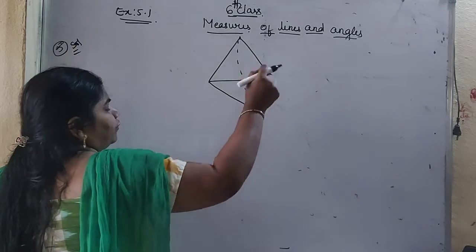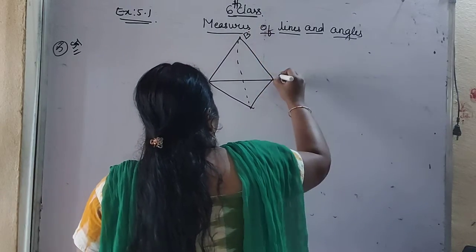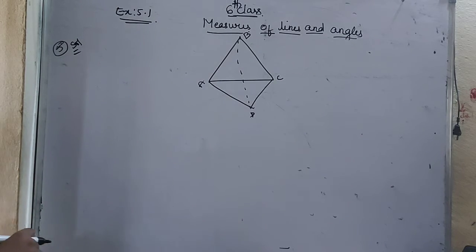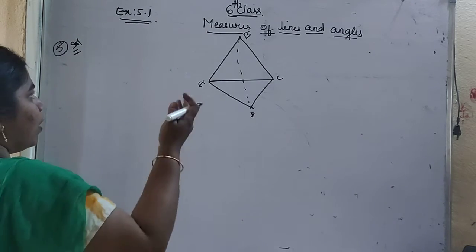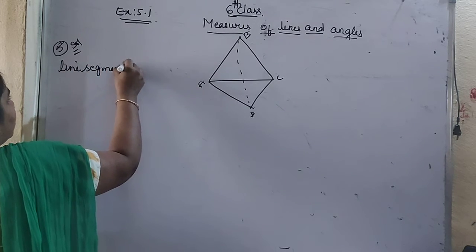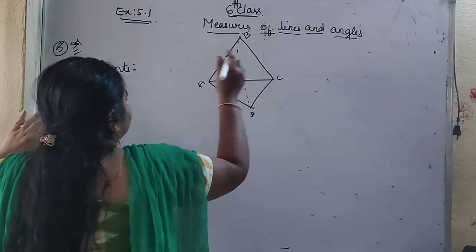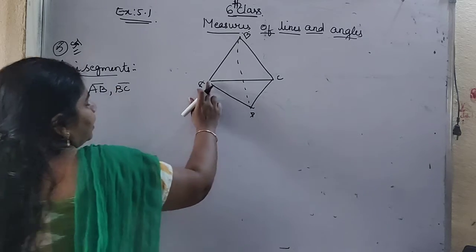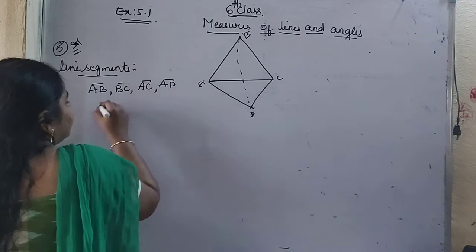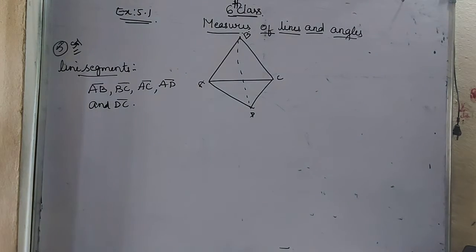So what I am doing, for every edge I am taking one alphabet. So A, B, C, D. Okay, so like this I have taken. So now we have to write what are the line segments found in this figure. So line segments is equals to, what are the line segments you are seeing here? AB line segment, BC line segment, AC line segment, AD line segment and DC line segment. So these are the line segments shown in this figure.